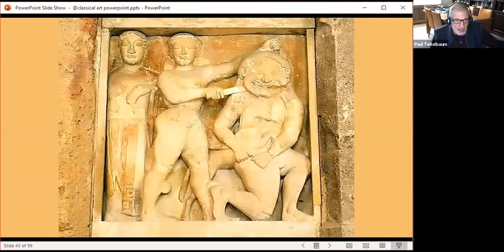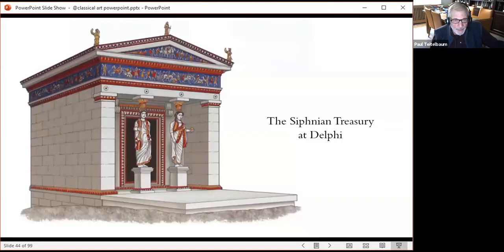Now, this starts to change, as we said, as we get to this transitional period. This has been difficult to date, but it's in this 520 to 480, 475 period. This is a reconstruction of what this building looked like originally. It's called the Siphnian Treasury at Apollo's complex at Delphi, and all the Greek cities competed with each other to put fabulously wealthy displays in honor of the god at Delphi. And many of them were treasuries which held objects of great wealth, gold, silver, precious jewels, as well as war trophies that were being dedicated to the god. So this was the Siphnian Treasury, and that was in this period. Siphnos was a very rich city.